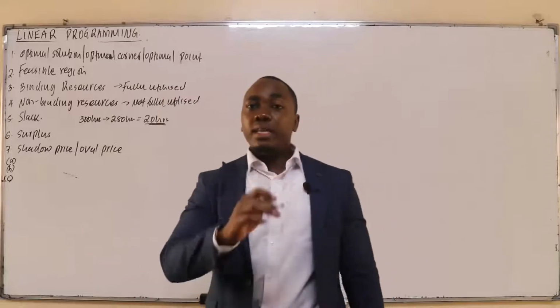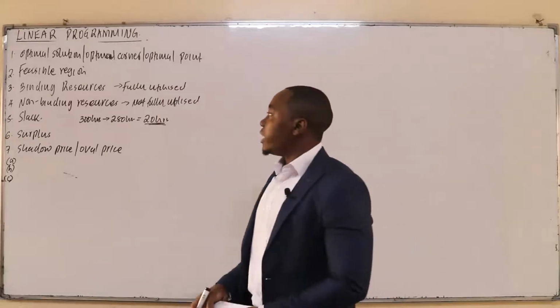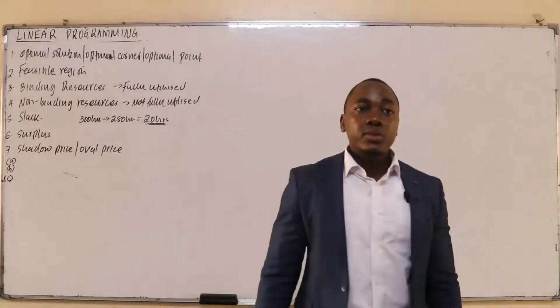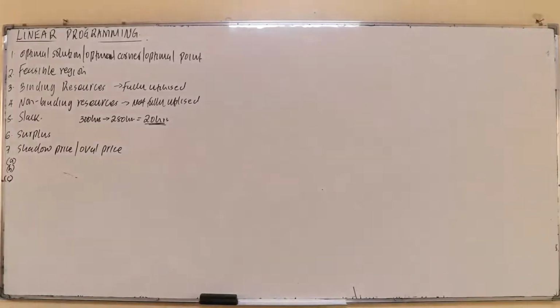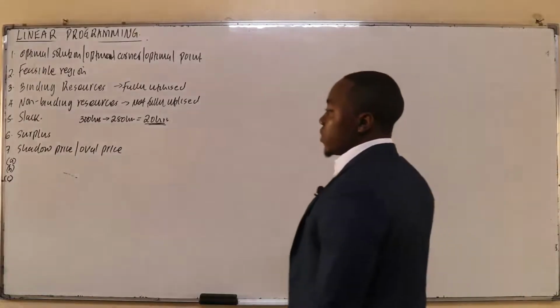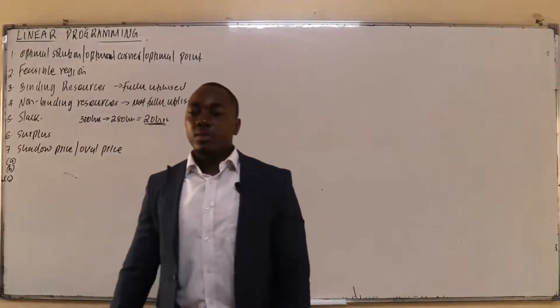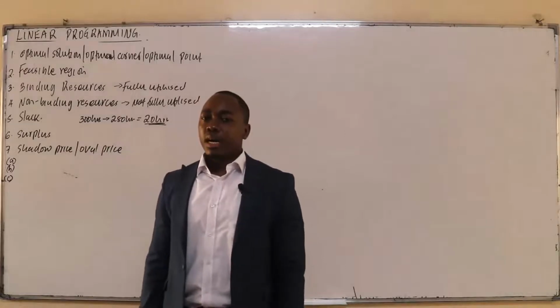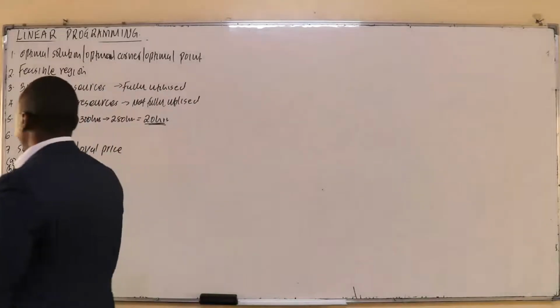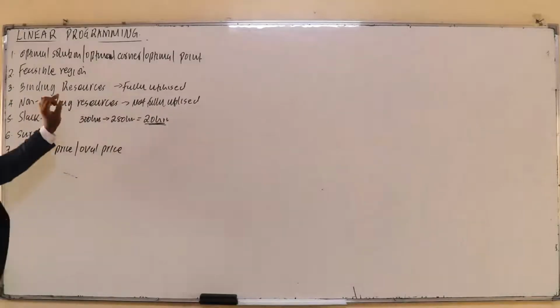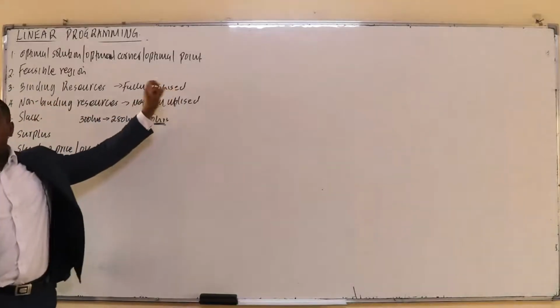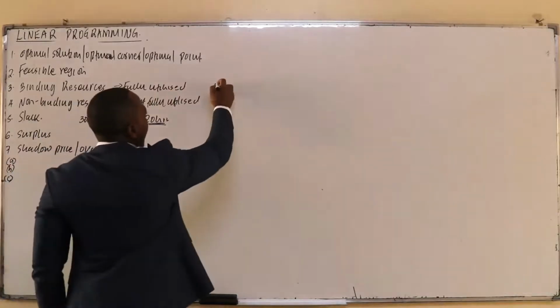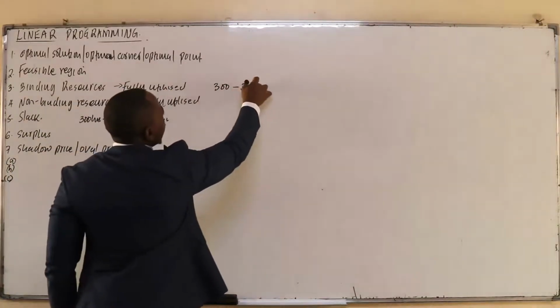Then below shadow price, you write NB: for non-binding resources, shadow price is 0. Let me explain that. Binding resources are resources which are fully utilized. So if we had 300 hours, we spend all the 300 hours.